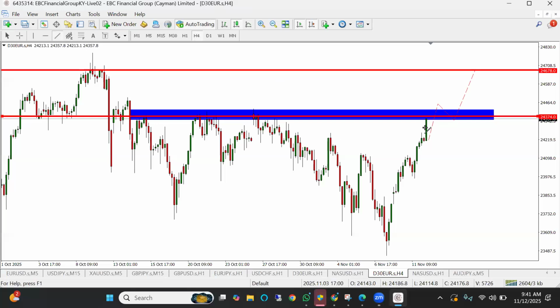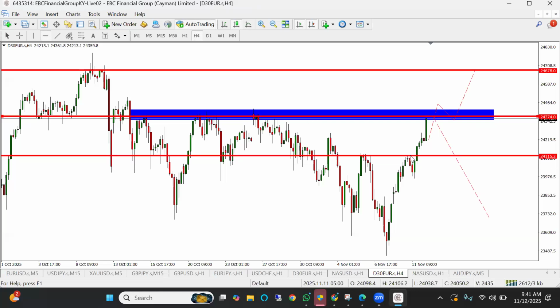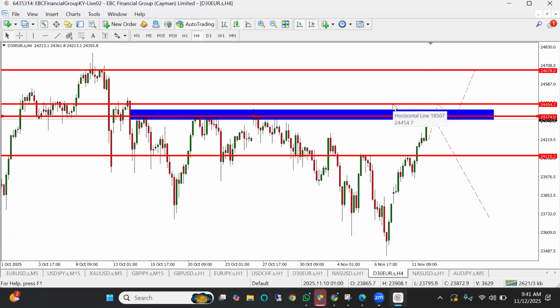But if price is going to reverse when it gets here, then we expect a reversal back to the downside. Our take profit is going to be around this region here, while our stop loss is just going to be above this particular point. So there are two scenarios that could play out here. The first scenario is that price gets to this point and we see a bearish candle trading below. If the bearish candle closes below 24374.0, take your sell, guys. Your stop loss is going to be at 24454.7, and your take profit is going to be at 24115.2. But if price breaks above this and closes above it, don't take your buy yet.